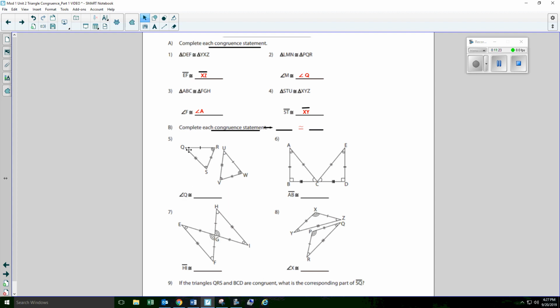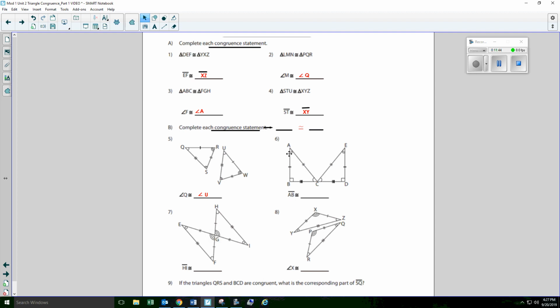Angle Q. Now they don't give me the triangle congruence. They just give me the drawings. I have to get it from the drawings this time. Angle Q. Notice one arc. I look over here. Which one has one arc? Angle U. Very simple. It's got to be the same one. So angle U.